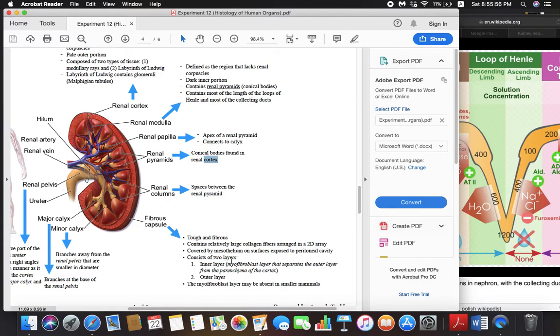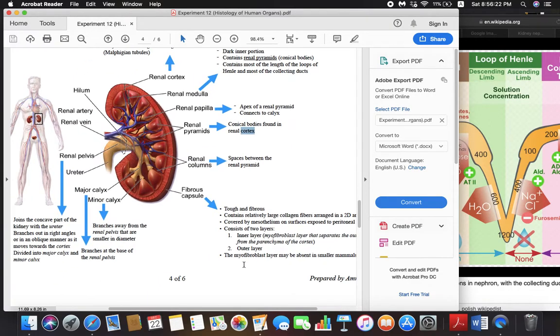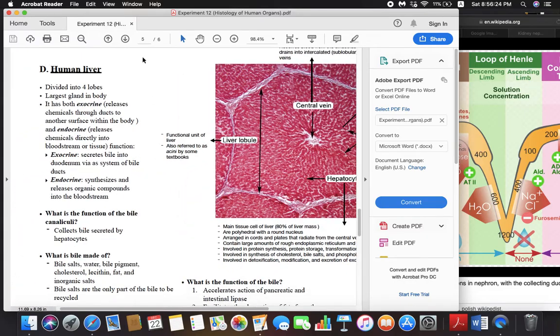It consists of two layers. The inner layer of the capsule is made up of a myofibroblast layer, or cells called myofibroblasts, that separates the outer layer from the parenchyma of the cortex. The manual mentions that the myofibroblast layer, or the inner layer, might be absent in smaller mammals. For example, the kidneys of mice might lack this inner myofibroblast layer. This is basically all we need to know about the kidneys.